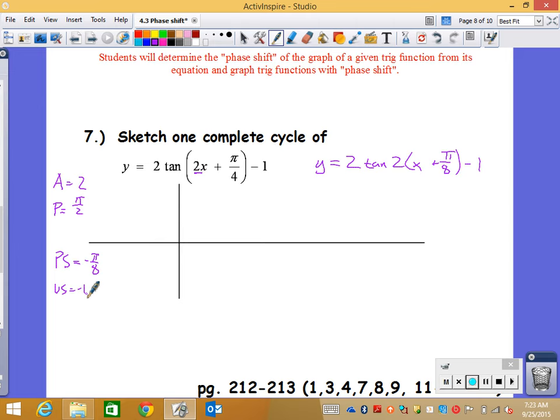Let's start by graphing the period. Remember what happened with tangent? Half of my period has to be on either side of the y-axis without a phase shift. That's how it has to happen. So I'm going to have my asymptotes. Where are those asymptotes? Well, half of pi over 2 to the left, half of pi over 2 to the right. So it's negative pi over 4 and pi over 4.